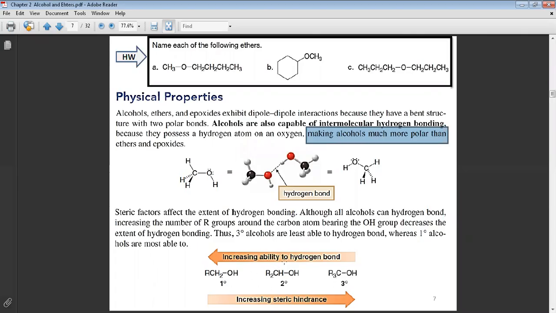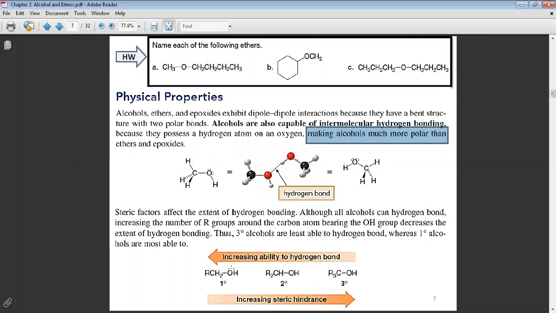This increases the ability to hydrogen bond. That means this increases the steric effect. Now if you take this, and this, and this: this is a primary alcohol, this a secondary alcohol, this a tertiary alcohol. Which can make the best, or strong, hydrogen bond? The primary alcohol. Why? Because there is less steric effect here.